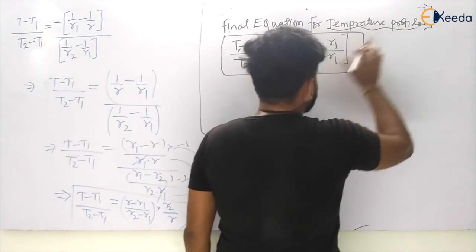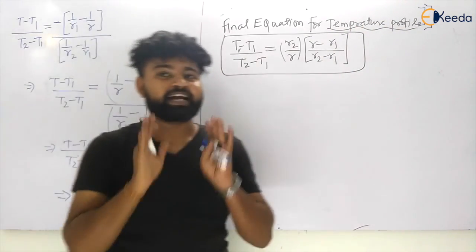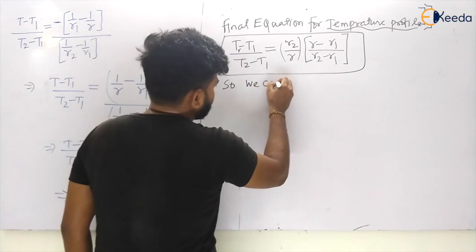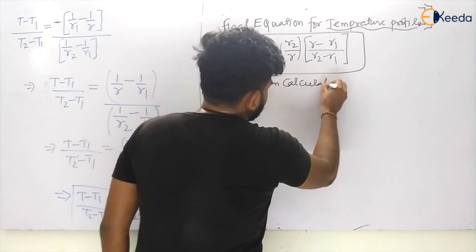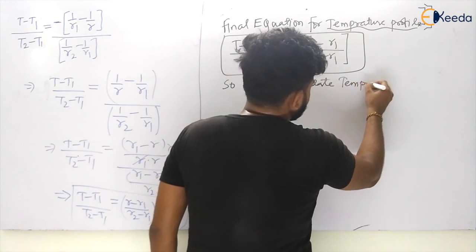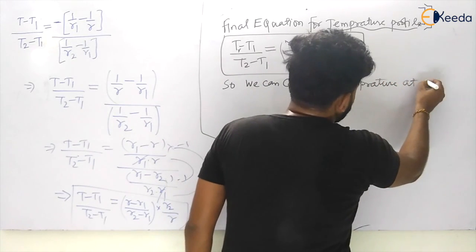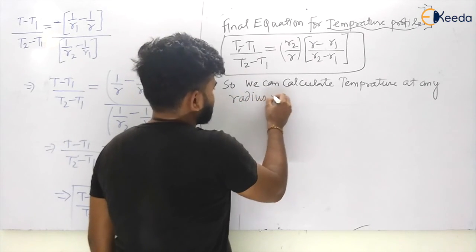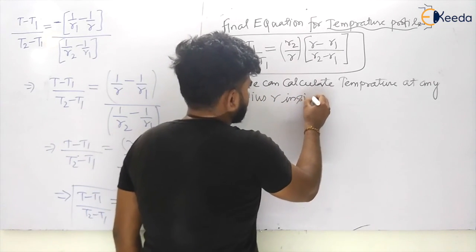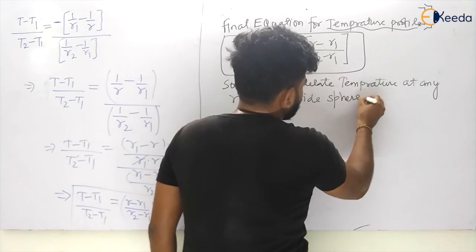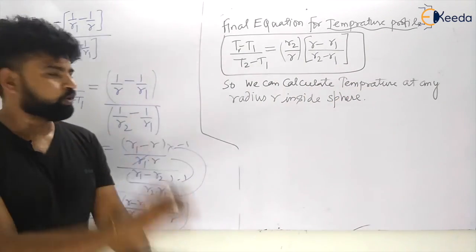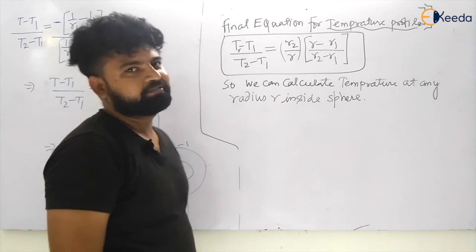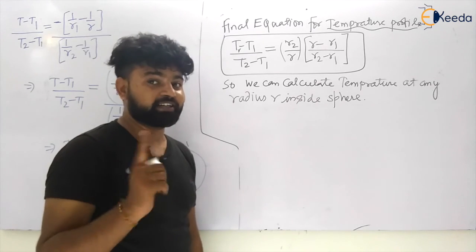So my dear students, from this equation you can easily calculate the temperature at any position, any radius R inside the sphere. Hope you have understood all the concepts inside the sphere. Now can I have the dT by dr value? Because I have to calculate heat transfer, my dear students.